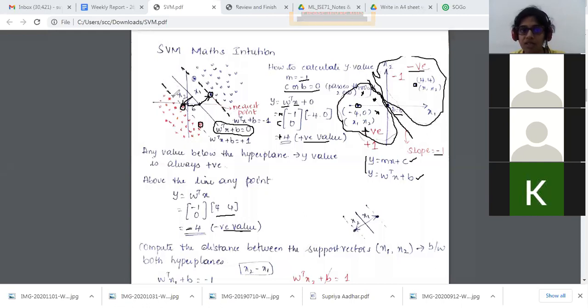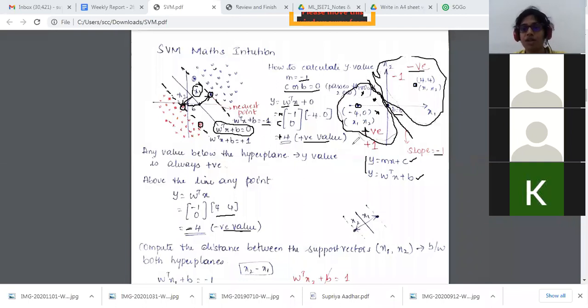So let's consider the first parallel plane, with respect to the x1 distance. Now, this is my x1 distance. When I'm writing this, how should I write it? Because it's the equation of the line for sure. It's a parallel line to the hyperplane. So obviously it is also a line. I'll write W transpose of X plus B is equal to minus 1.